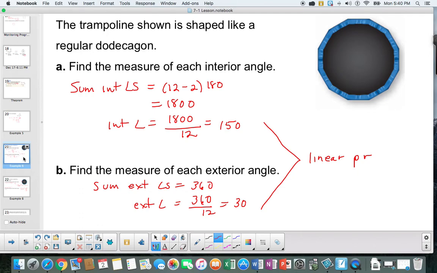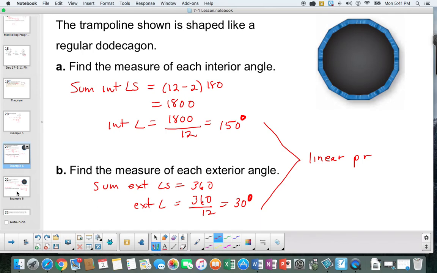Let's take a look at this problem. Here's a trampoline that's a dodecagon, which means that it has 12 sides. I want to find the measure of each interior angle. So I'm going to find the sum of all the interior angles, and then once I do that, every interior angle is the same, so I'm going to divide it by 12, and so I'm going to get 150 degrees as my answer. Now, to find the measure of each exterior angle, I know the sum is 360. I take 360 and divide by the number of exterior angles, which is 12, and I get 30. I want you to notice that 150 and 30 are a linear pair. They add up to 180.